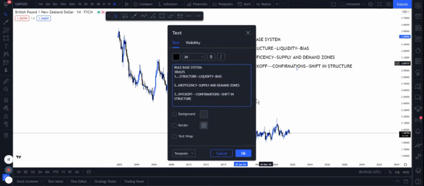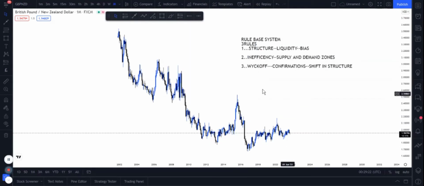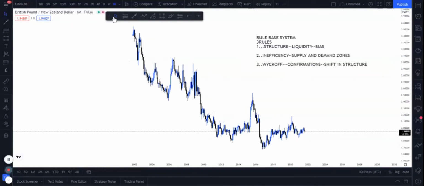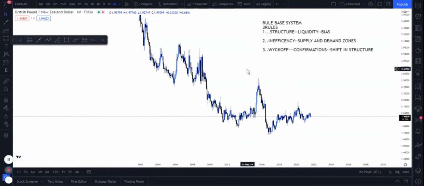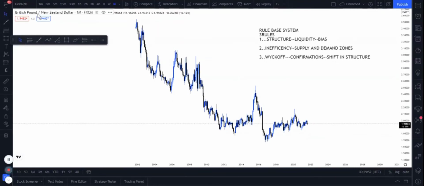Let me make this more official. So this is my rule-based system. I've got three rules: structure, liquidity and bias; inefficiency, which is imbalance, and supply and demand. Supply and demand first before inefficiency, so don't get this wrong. Then either Wyckoff confirmation or shift in structure. So let's use all these to actually analyze. This is the Great British Pound New Zealand dollar.